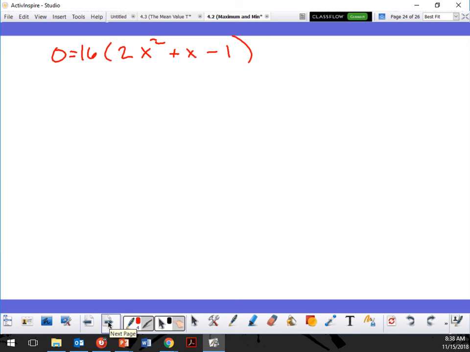Now can I factor that? That is a trinomial now, right? So I'm going to do the AC method real quick. So 2 times negative 1 gives me negative 2. What are the factors of negative 2 that add together to be positive 1? How about positive 2, negative 1, right? Yeah, positive 2, negative 1. So positive 2, and minus 1 equals 1. There we go.